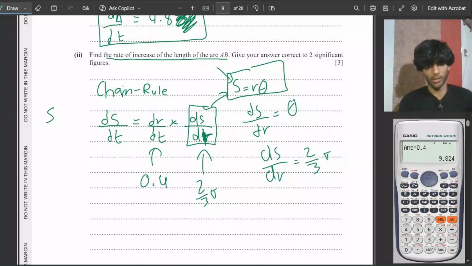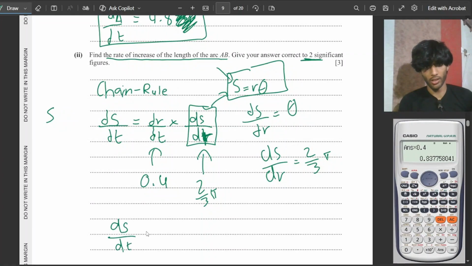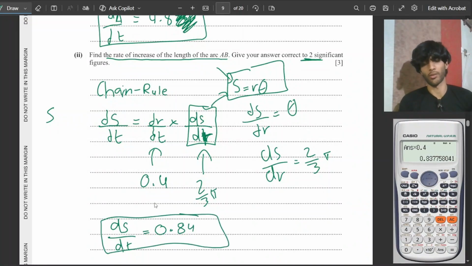So if I multiply these two things together, I'm going to get 2 pi divided by 3, times 0.4. That's going to be 0.84. I can round it off to 0.84. I have to give the answer to two significant figures, so I'm going to write ds by dt is equal to 0.84. And that right there is my answer for part B.